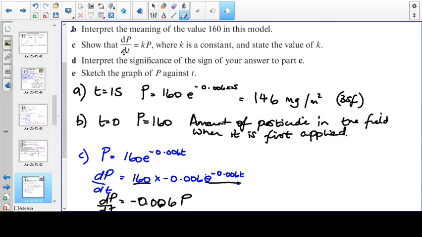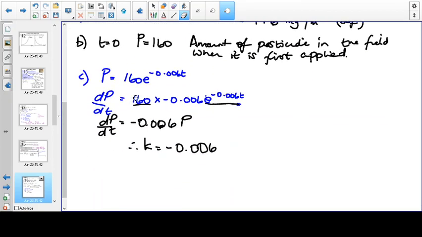Okay, so show that dp by dt is kp. So I've differentiated it. There's the p, so that must be k, and then I've replaced that with a p again.